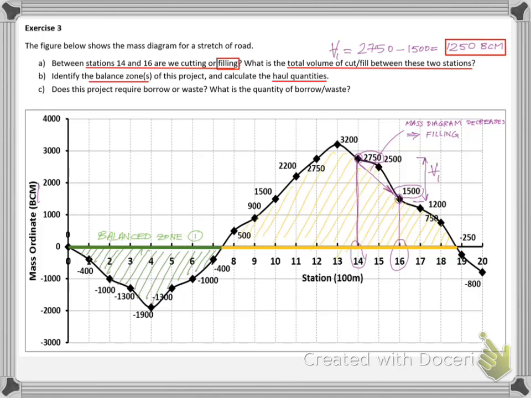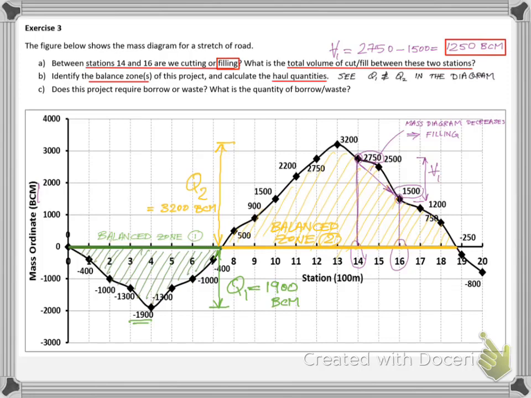Wait, there is a second balanced zone here. I can see the mass ordinate increases from station 7.5 up to station 13 and then drops back again to 0. This means that we are hauling the soil from the left to the right. I mark here the hauling quantities of the two balanced zones, Q1 and Q2. I can identify Q1 and Q2 values from the diagram as shown.